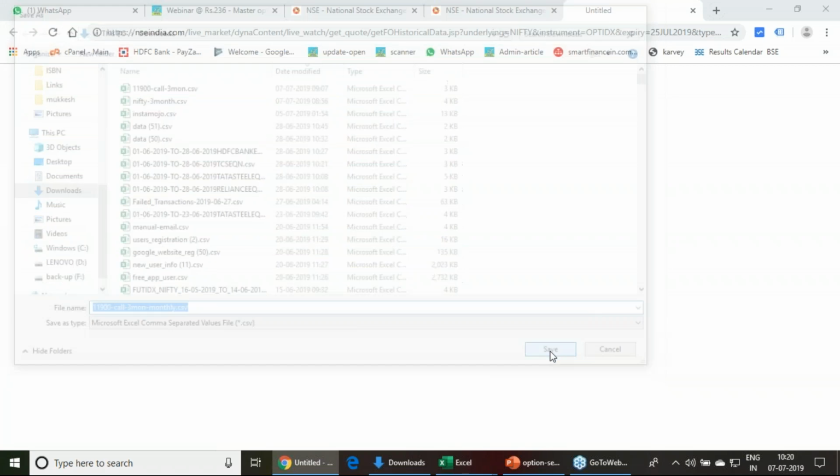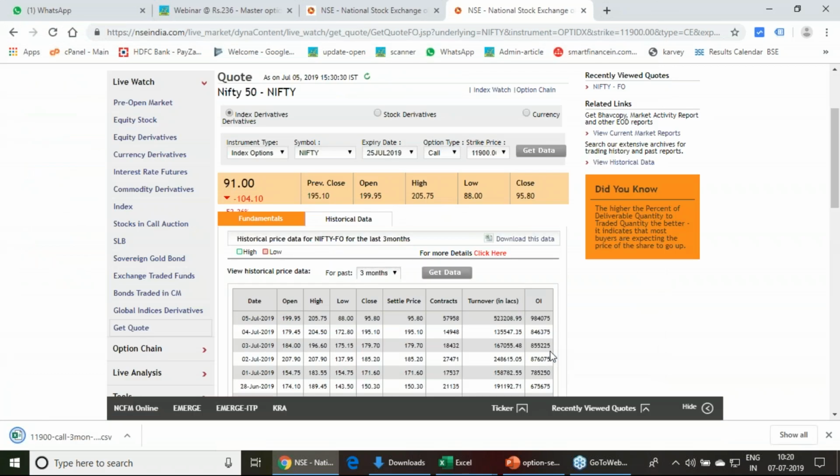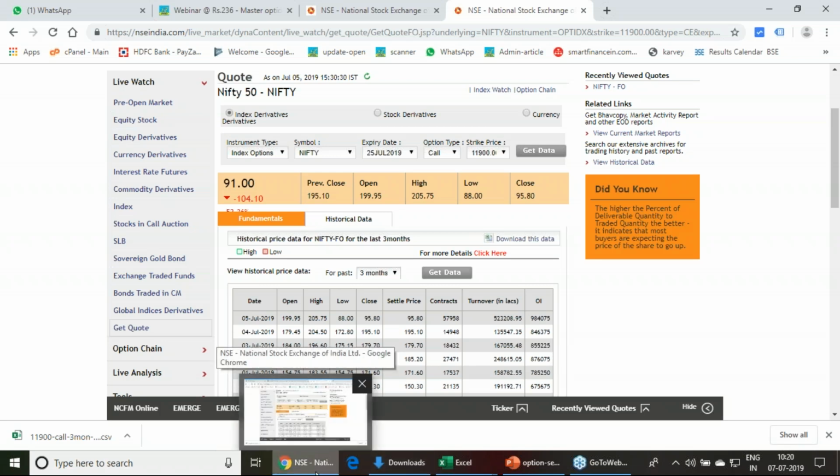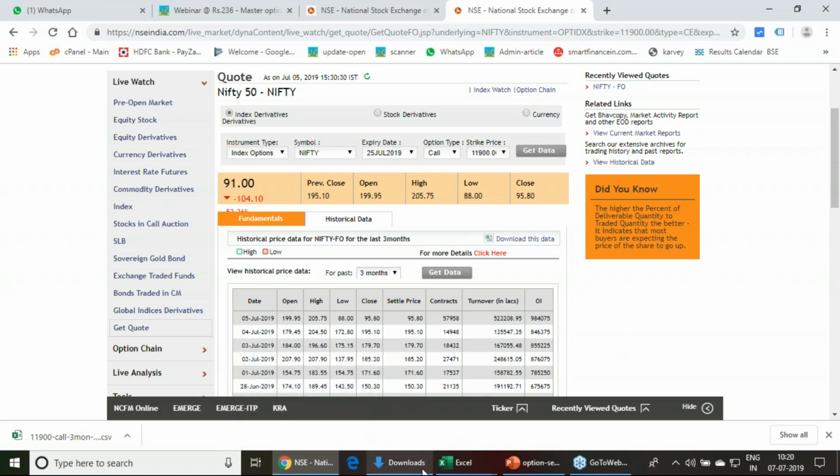So what was your problem for calculating the IVs, IV percentile and IV rank? 52-week data you do not have, because your life of that option is maximum 3 months. And longer date options have been introduced in the market, but it has illiquidity issues. Illiquidity is there, you can't do anything in that.